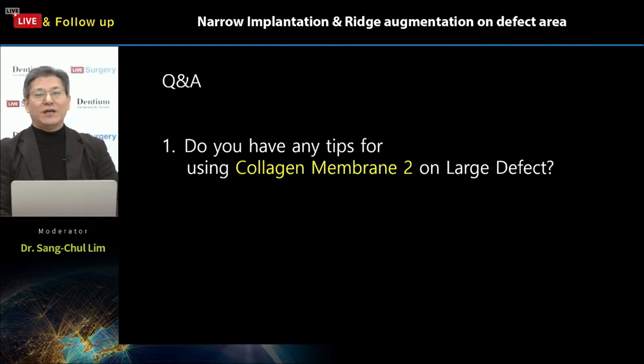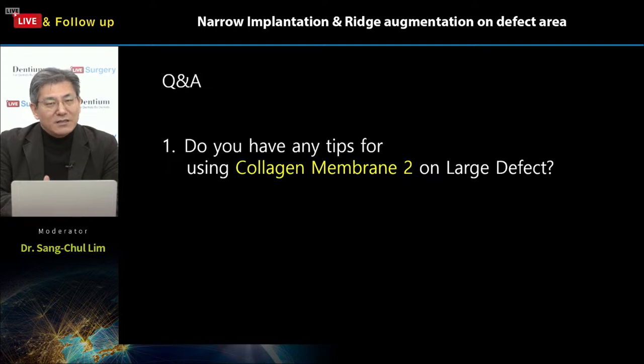Okay, about the Q&A. One good question I hear: do you have any tips for using collagen membrane 2 on a large defect? Okay, very nice, good question. When you have a large defect for the GBR procedure, let's see the collagen membrane. Before introducing collagen membrane 2, I want to talk about collagen membrane 1, the previous version. This collagen membrane 1 is long-lasting, over 6 months, a good quality collagen membrane, and I also have a lot of clinical evidence for it, actually, for a long time.